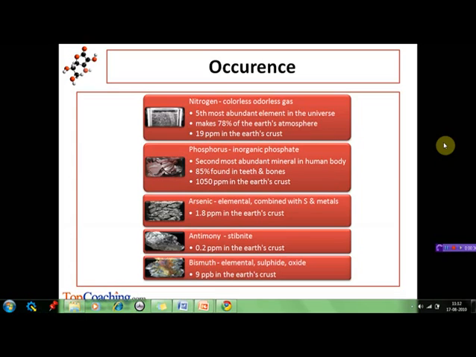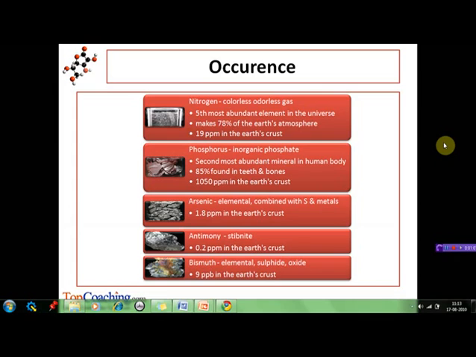The second element of this group is phosphorus. Due to its very high reactivity, it is not found in its native elemental form on the earth. It usually occurs in the form of inorganic phosphate rocks. It is the second most abundant mineral in the human body, and 85% of it is concentrated mainly in teeth and bones. Its abundance is 1050 parts per million in the earth's crust.